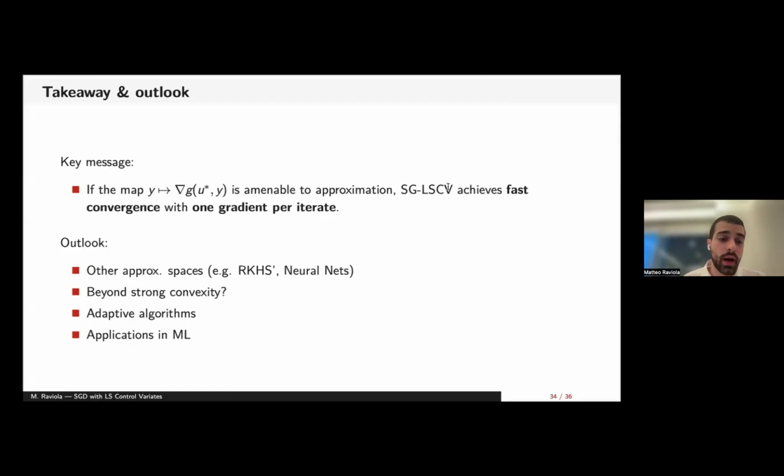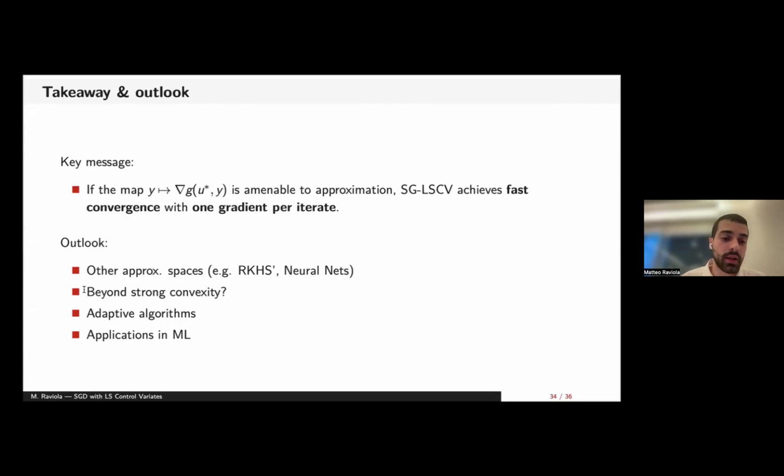And in terms of outlook, so future work, there are many ways in which one could extend this work. For instance, using other approximation spaces, trying RKHSs or perhaps neural nets. Then it would be nice also to understand what happens beyond strong convexity. Because we considered this very nice case of the strongly convex setting, which is relevant, but it would be nice to see what happens beyond that.